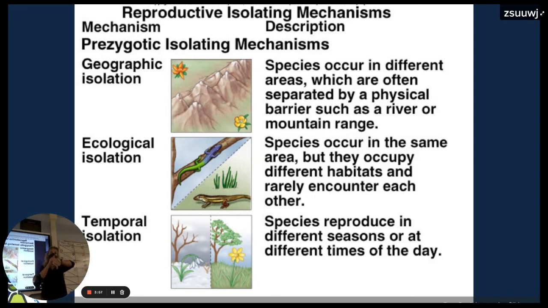Temporal isolation has to do with time. It could be with big things, like differences in seasons, but it could literally be hours in the day. We looked at some, I think it was fruit flies, that wanted to interbreed in the morning and others wanted to interbreed in the evening.